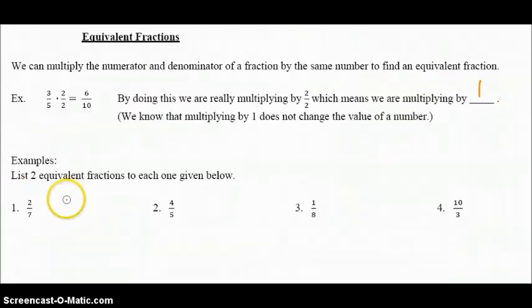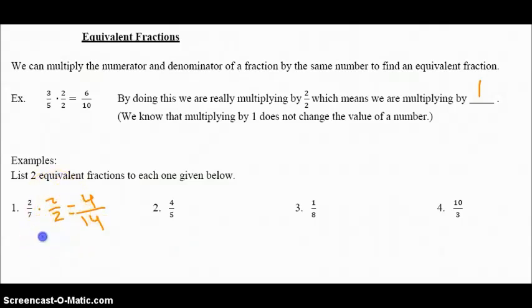So let's put this into practice. List 2 equivalent fractions to each one given below. Remember, when we're listing equivalent fractions, we are finding multiples of both the numerator and the denominator that are the same. If we just stick to 2 over 2 and 3 over 3, we're just going to multiply these. So 2/7 times 2 over 2. 2 times 2 is 4. 7 times 2 is 14. Therefore, 4 over 14 is another equivalent fraction.